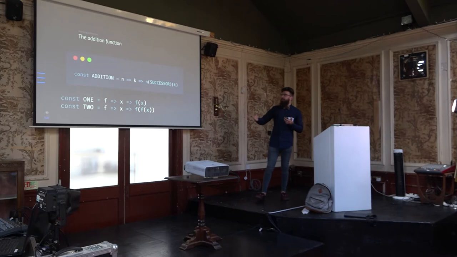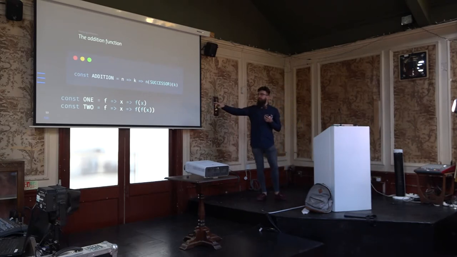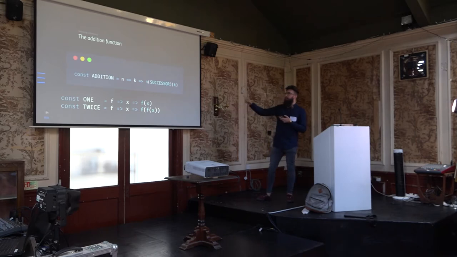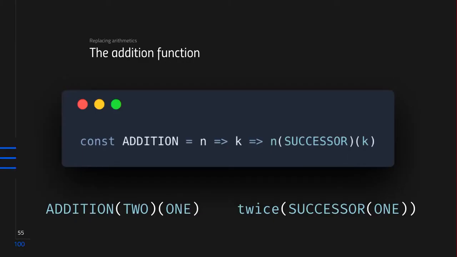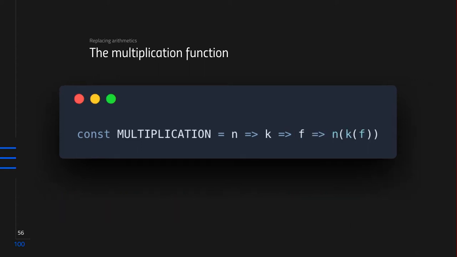And addition. So what is really addition? It's just repeating the successor function n times. So if you want to sum 1 and 2, right? If you want to sum anything, you just need to repeat the successor operation to that number. So addition of 2 and 1 is just twice the successor of 1. And here we just replace sum. We don't need the plus anymore. Like we won't use that. We're just going to use functions.